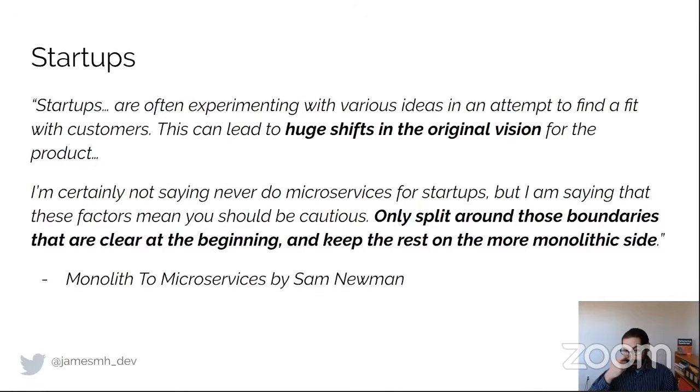And in Sam Newman's newer book, Monolith to Microservices, he lays out that same idea: there could be huge shifts in the original vision of the company, and he recommends that you should only split, and he's talking about microservices, but I think the same applies to domain-driven design and bounded contexts. He recommends only splitting around the boundaries that are clear at the beginning, and I would agree with that, and then keeping the rest on the monolithic side.